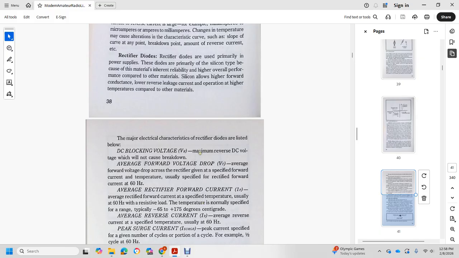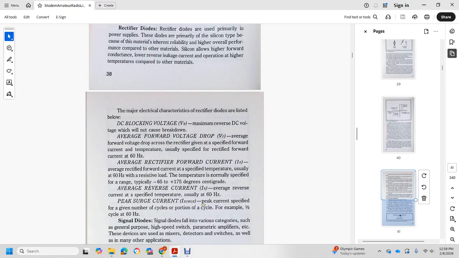The DC blocking voltage is the minimum reverse DC voltage that will not cause breakdown. Average forward voltage drop, or VF, is the average forward voltage drop across the rectifier given the specified forward current and temperature, usually specified for a current of 60 hertz. Average rectified forward current is the average rectified forward current at a specified temperature, usually 60 hertz resistive load. Temperature is normally specified with a range of typically negative 65 to 175 degrees centigrade.